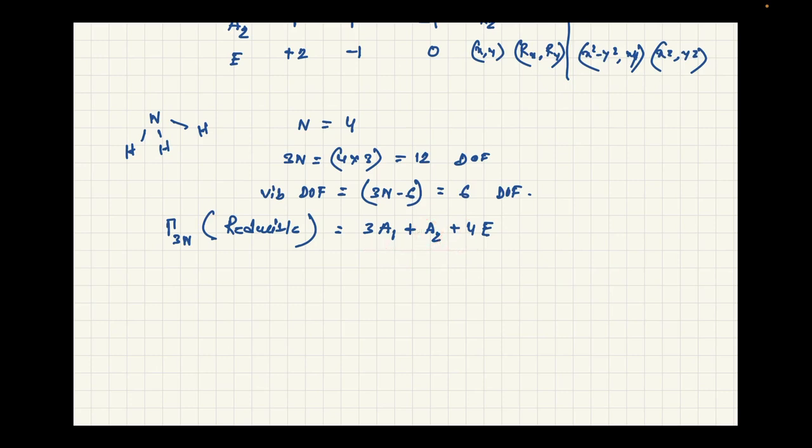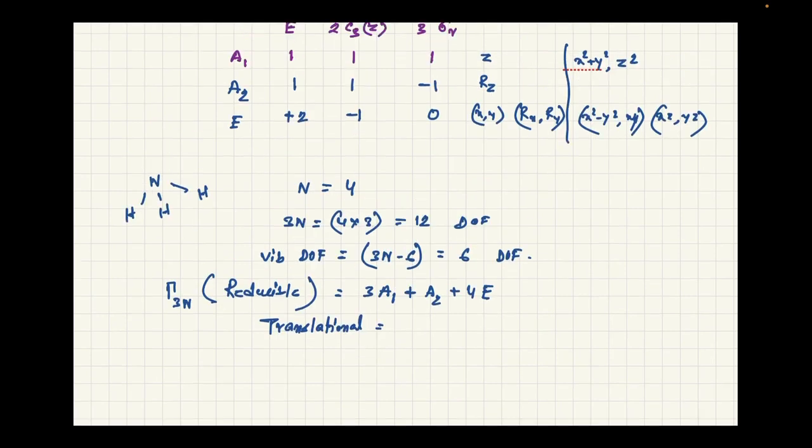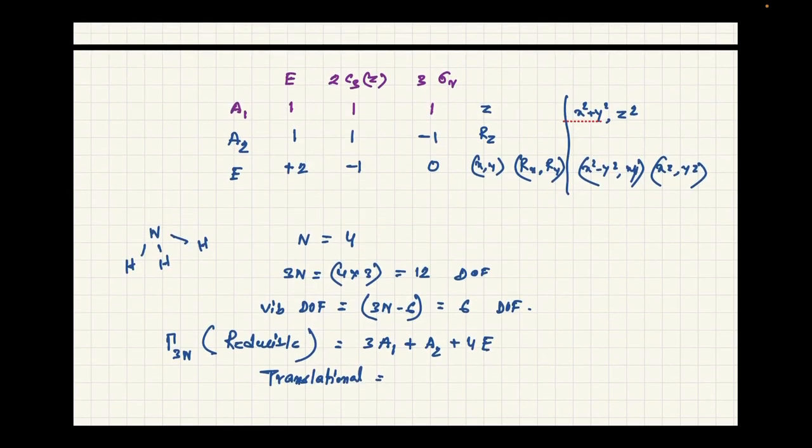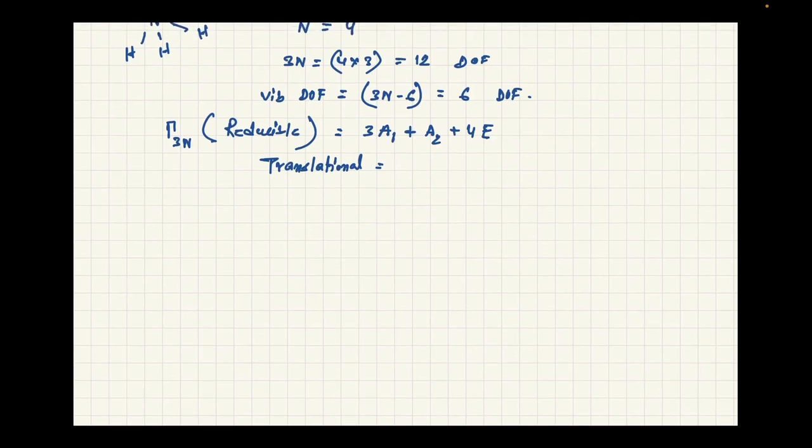Now out of this we have to find out what are the translational, rotational and vibrational representations. So translational, you can find out from the character table. Translation means x, y or z, right? So A1 and E representations will be there. There will be 3 translational degrees of freedom. So the E representation gives 2 translational degrees of freedom along x and y, and the A1 representation gives 1 translational degree of freedom along z. So translational will be A1 plus E.